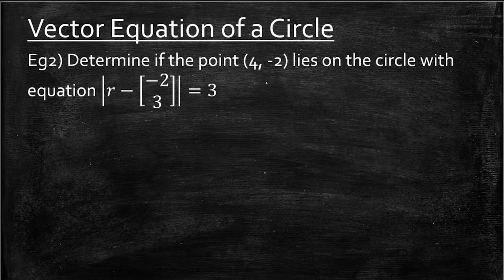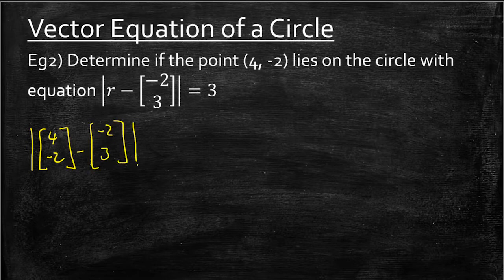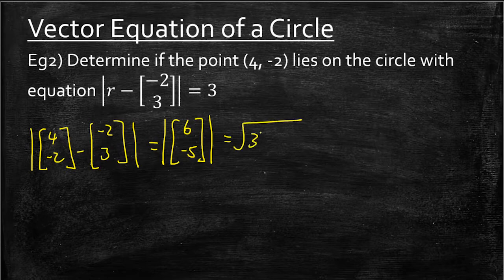Okay. So if it does lie on the circle, then if I substitute it into the equation, we'll substitute (4, -2) in for our r vector. If we find the modulus of this, if that does equal 3, then it is a point on the circle. So let's not get ahead of ourselves. 4 take away negative 2 is 6. Negative 2, take away 3 is negative 5. And the modulus of that is going to be the square root of 36 plus 25, and that's going to be the square root of 61.